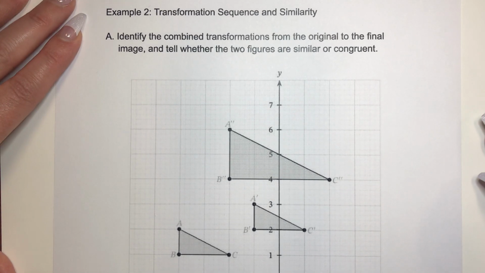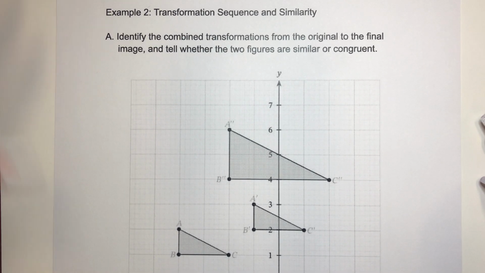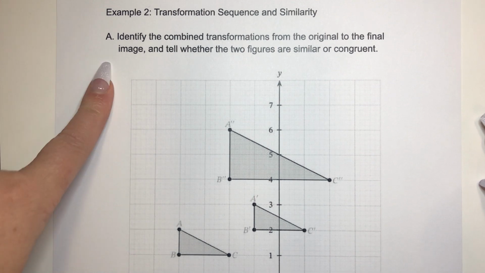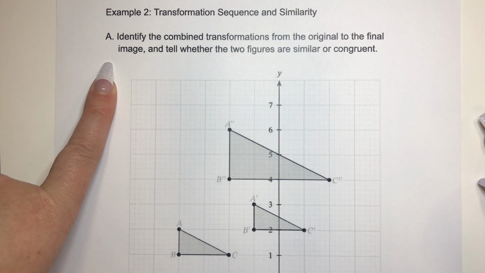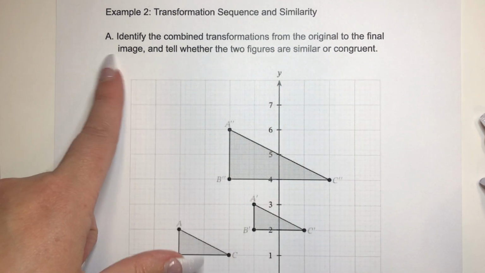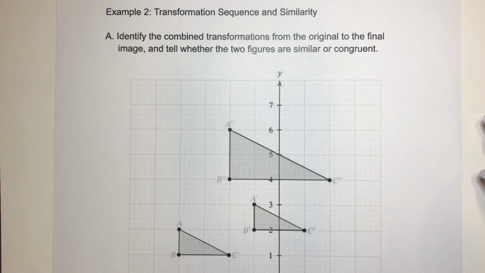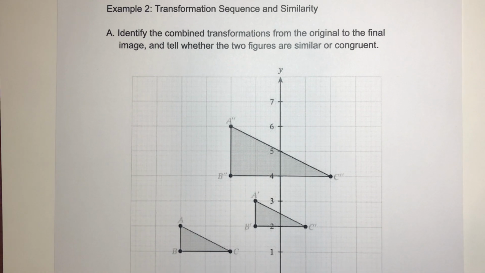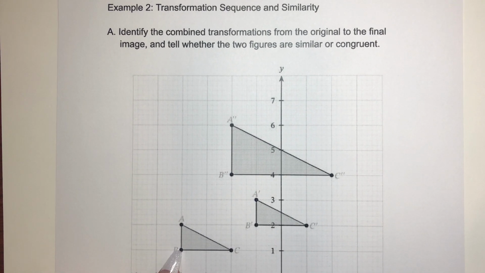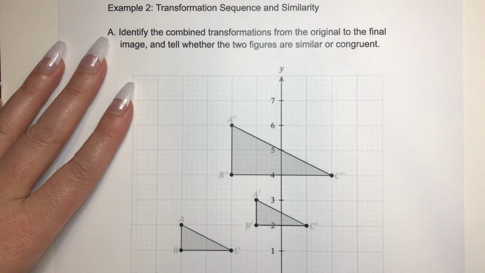All right, welcome back. Let's get started on example 2, transformation sequence and similarity. With this problem, we're going to identify the combined transformations from the original to the final image and tell whether the two figures are similar or congruent. So we have triangle ABC here, A prime, B prime, C prime.